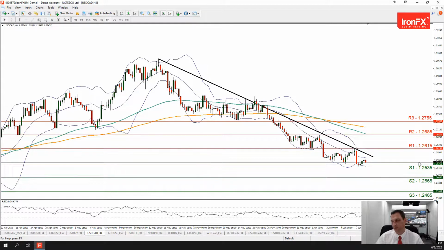An early signal that the price action has changed trend would be a breaking of the downward trend line. Let me extend this a little bit. There you go.